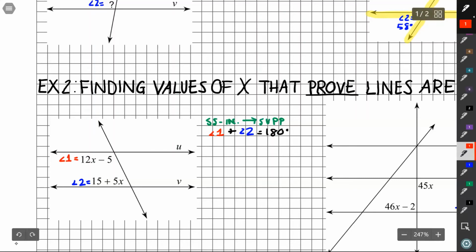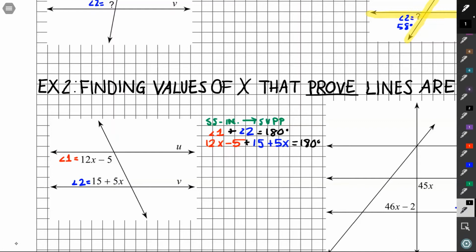So I have angle 1 is 12x minus 5. I'm going to bring down my plus sign. And then angle 2 is 15 plus 5x. And all of this equals 180 degrees.